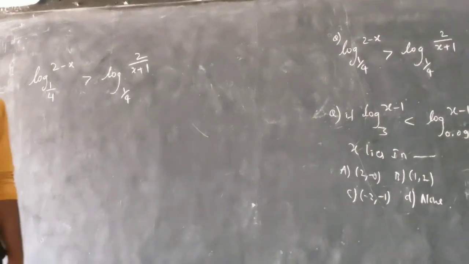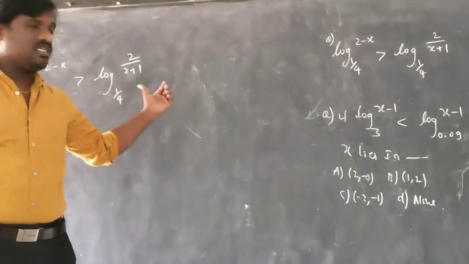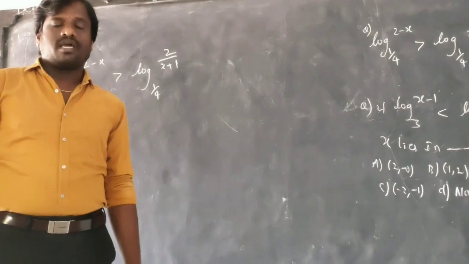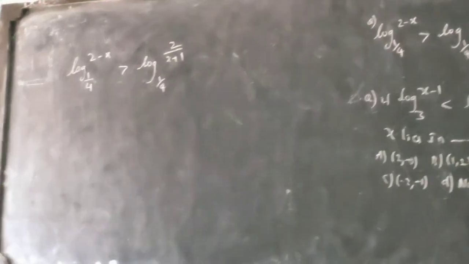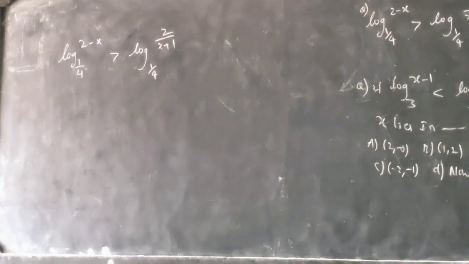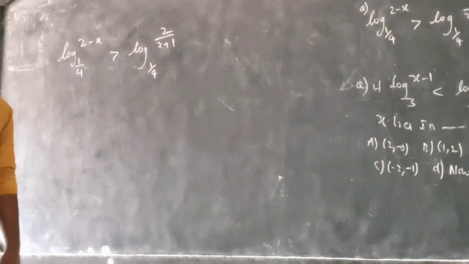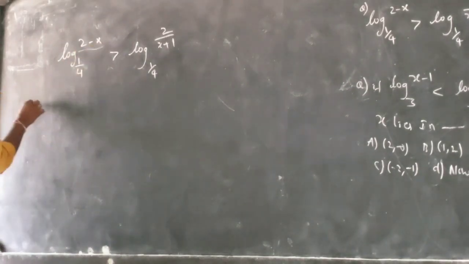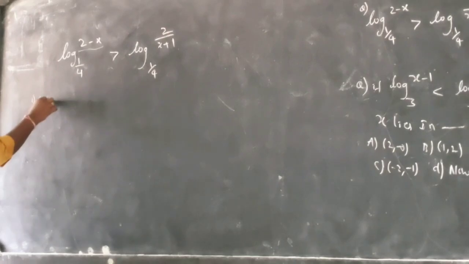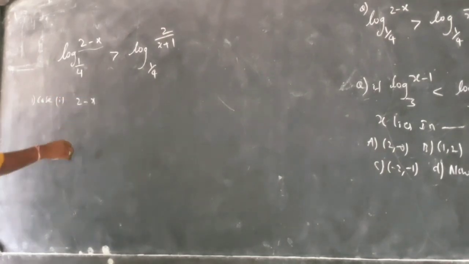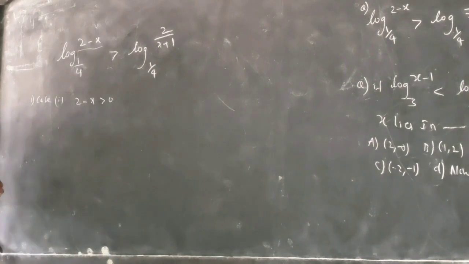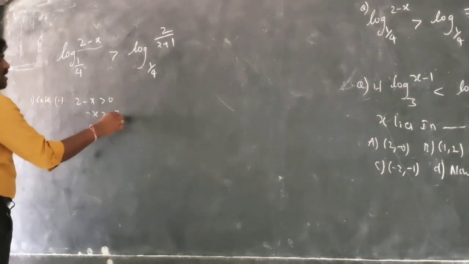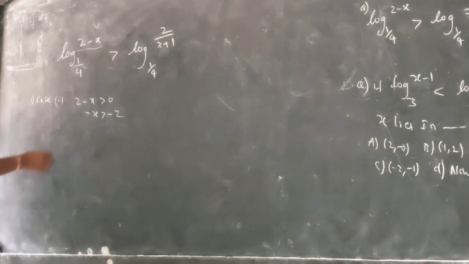Let us see today's question, students. See this one. Let us solve how to do it here. Here it is saying log of 2 minus x with base 1 by 4 greater than log of 2 by x plus 1 with base 1 by 4. How to solve? This is the last question for today. Case 1 is: 2 minus x should be greater than 0. If 2 minus x greater than 0, minus x is greater than minus 2. To remove the minus, multiply by minus 1, then x less than 2. When you multiply by minus 1, the inequality changes.